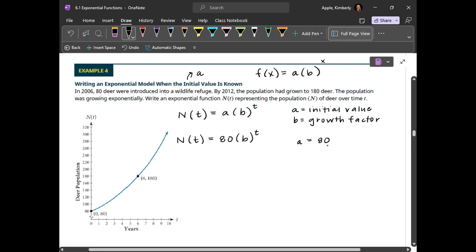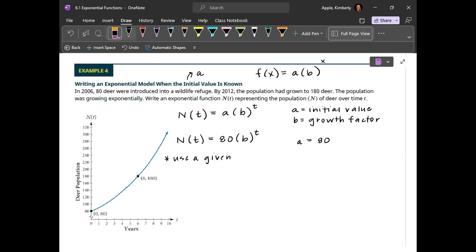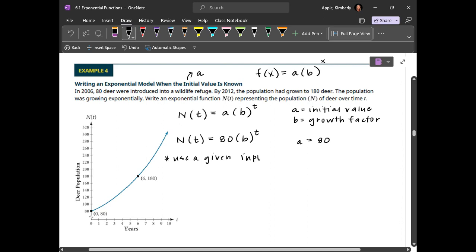So what I need to do is use a given input-output pair. So let me make that note here. Use a given input-output pair. Input-output pair. Well, maybe that's not obvious. Wow, that's amazing what I just did. Input-output pair. Input, out. I just combined all the words. Input-output pair. So let's make a list of those. T's and N of T's.